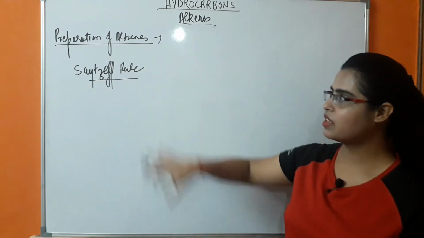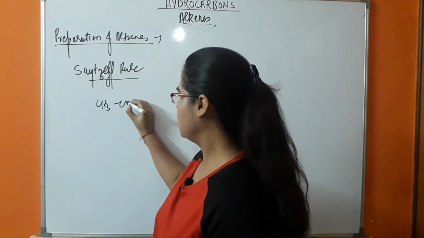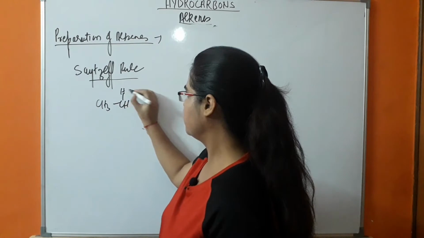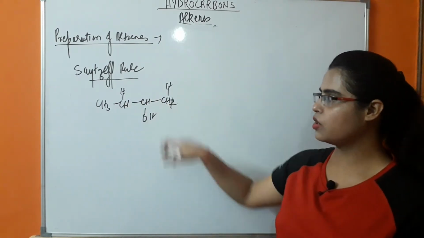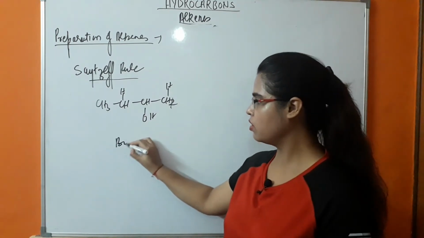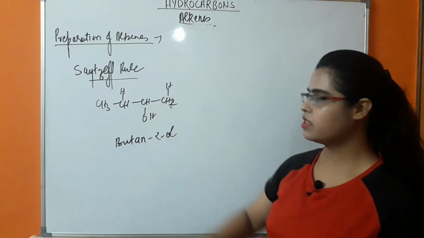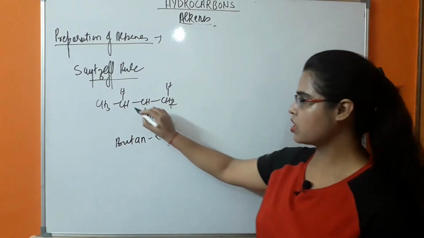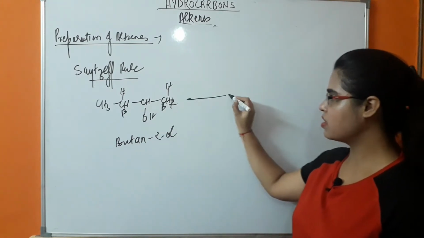So what will happen in this case? Example, as you can see, there are two beta hydrogens present. This is butan-2-ol. In this there are two beta hydrogens present, one is this, one is this. So what will be happening in this condition?